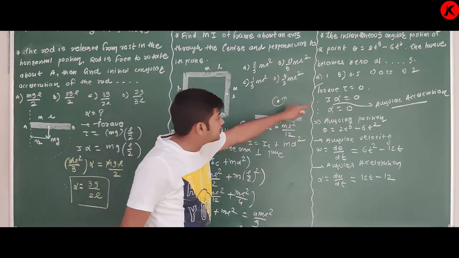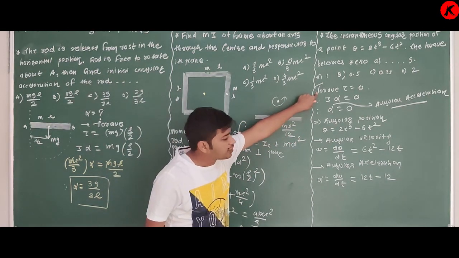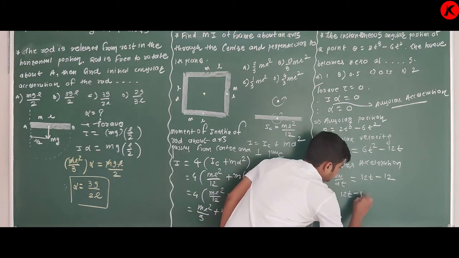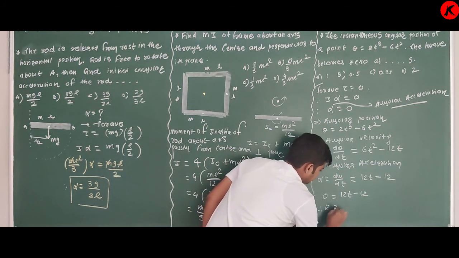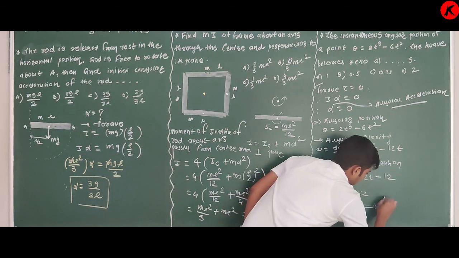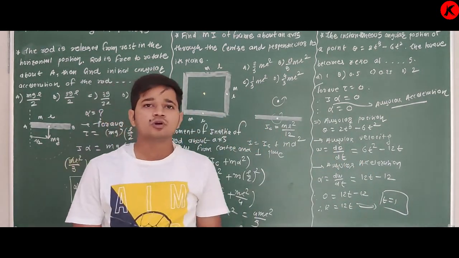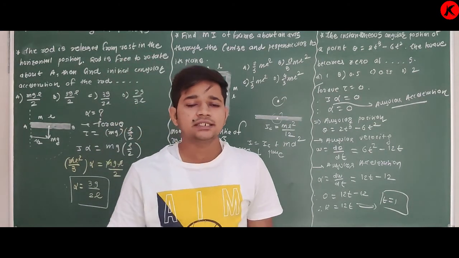But you are given that torque tau is equal to 0. It means alpha is 0. So put alpha equal to 0. It is 12t minus 12. So therefore 12 is equal to 12t, and therefore t is equal to 1 second.